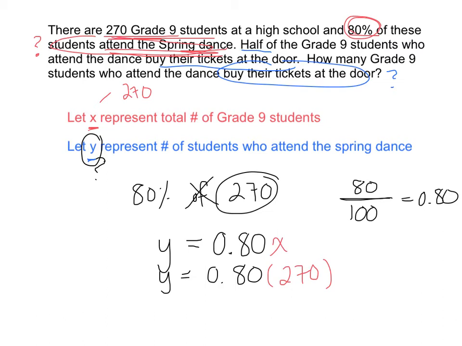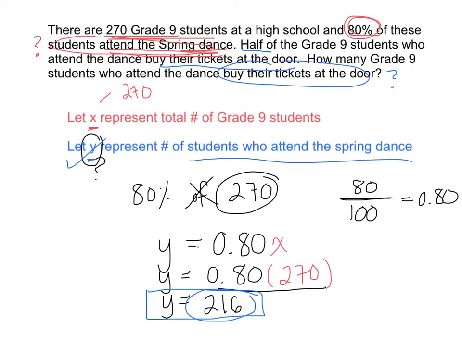How would you read this equation in words? In words, the equation is the total number of students who attend the dance is equal to 0.80 or 80% of the total number of grade 9 students. So let's calculate it. Y is equal to 216. When I simplify this, I get 216. So now we've just solved for our unknown. We just found that there are 216 students who attend the spring dance.